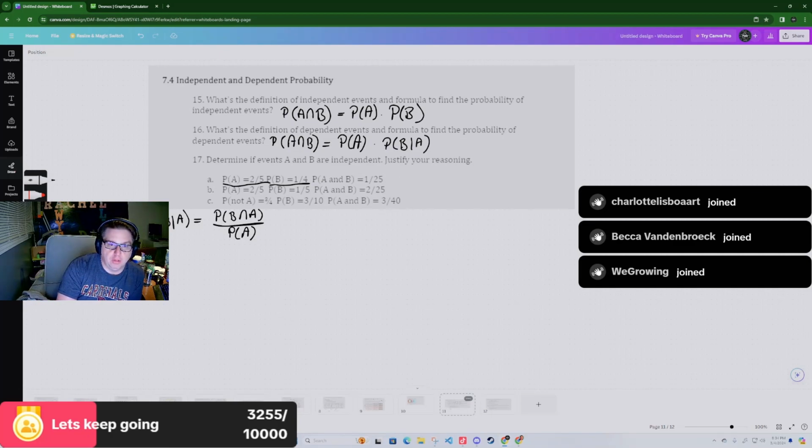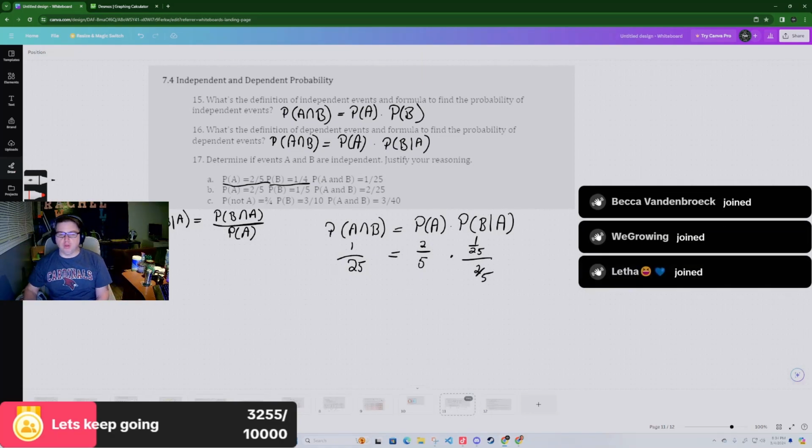So what we should be looking at is 16, where the probability of A and B equals the probability of A times the probability of B given that A happened. So let's see if we can make that happen. The probability of A and B is 1 over 25. And what we're going to see is the probability of A is 2 over 5 times the probability of B, which remember is A and B, 1 over 25, divided by the probability of A, which is 2 over 5.